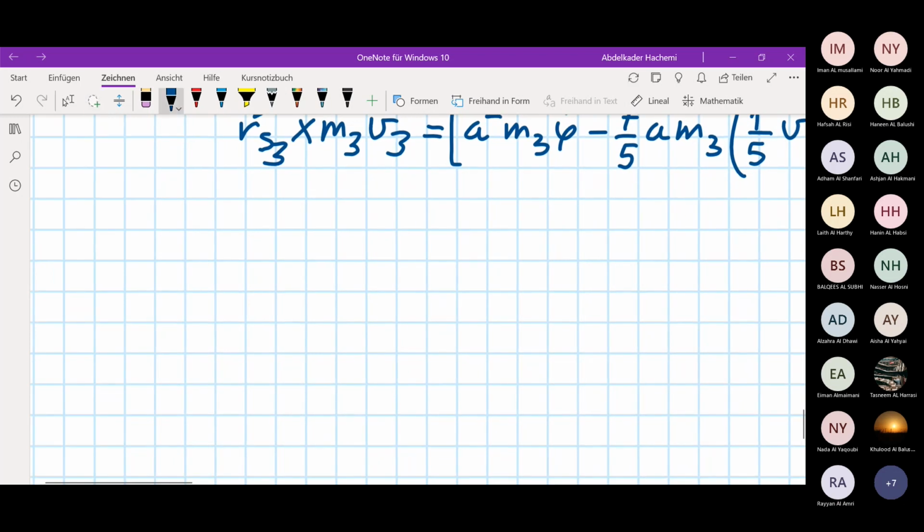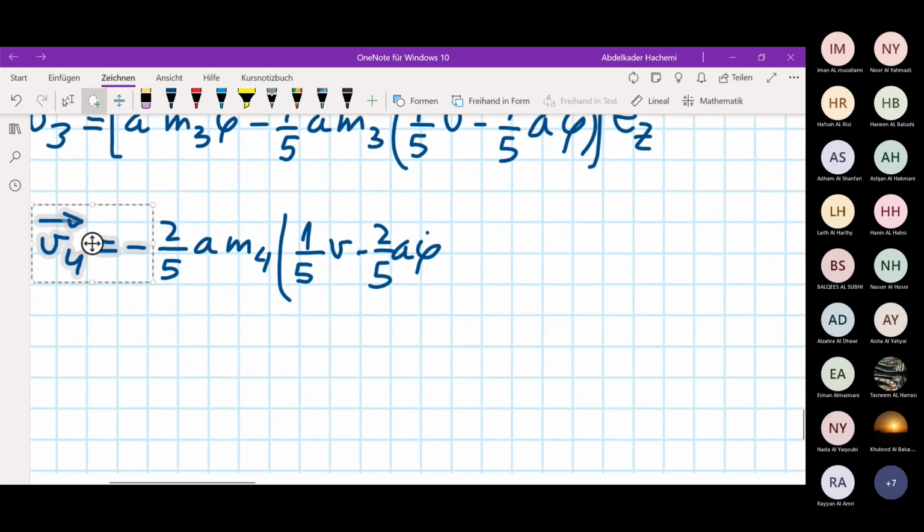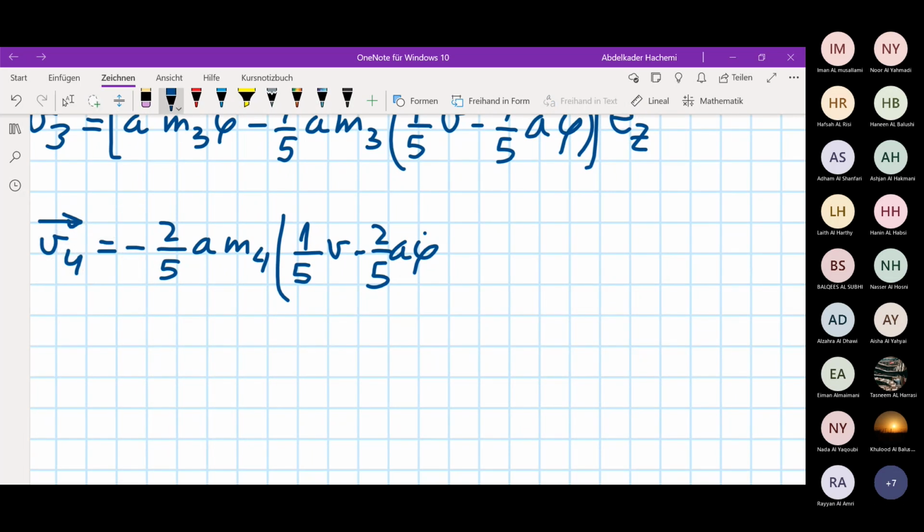The same principle for the mass M4. Here we make the cross product also, and we will find minus 2 divided by 5 A M4, 1 divided by 5 V minus 2 divided by 5 A phi dot. And this is also in Z direction.